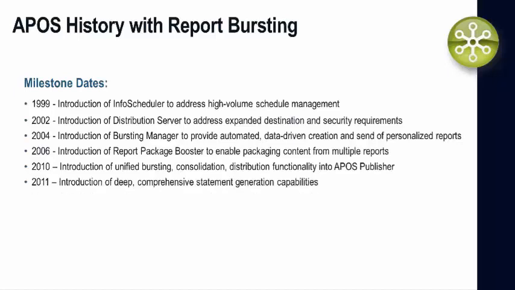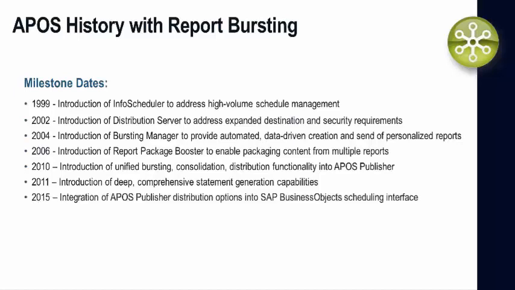And on top of that, we started to introduce some very deep and comprehensive statement generation capabilities. This allowed us to handle some very complex requirements, some very complex publishing needs, a lot of contingencies, a lot of alerting, a lot of rerun processes. So it is handling some very significant content distribution needs. In 2015, the scheduling interface capabilities for the Distribution Server portion of Publisher got integrated into the Business Objects scheduling interface if particular software mechanisms were involved. So some of you may not be aware of that, but that continues to be the case today. And this gives expanded distribution options directly from within the Business Objects scheduling interface.